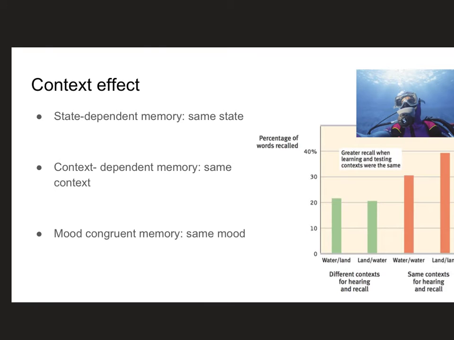In addition to priming and recalling information, we have found that the context that you are in, so the environment, the state of mind that you're in, can impact recall. So the context can impact your recall or retrieval.